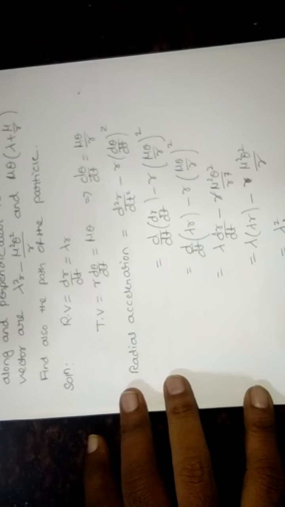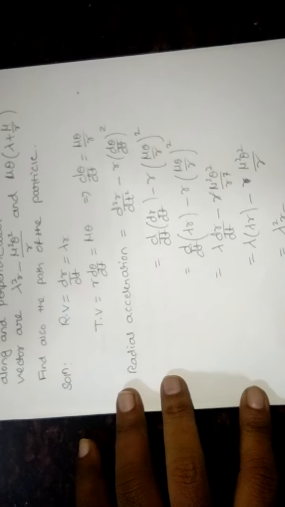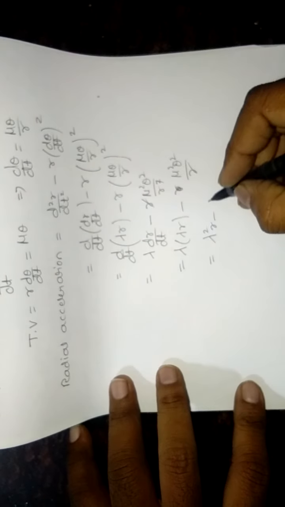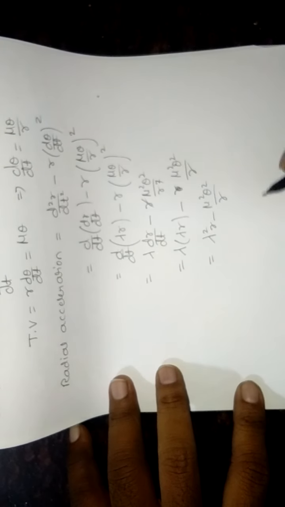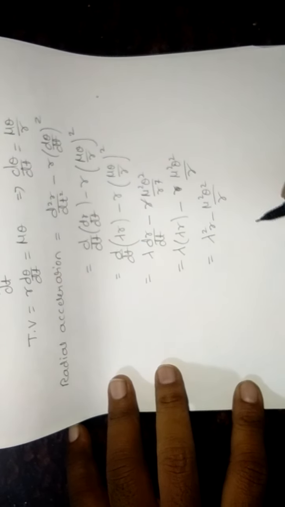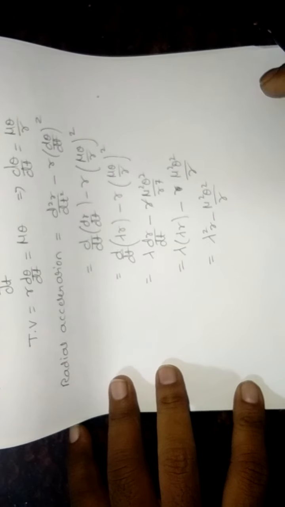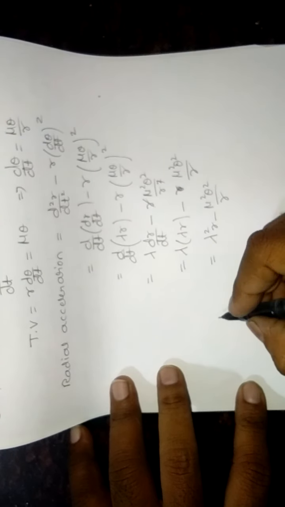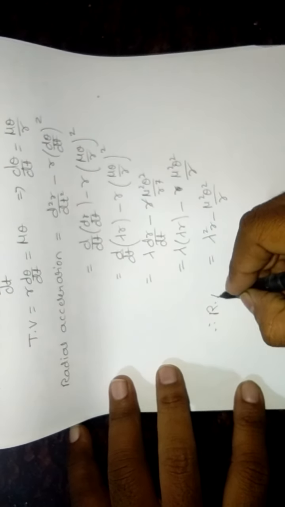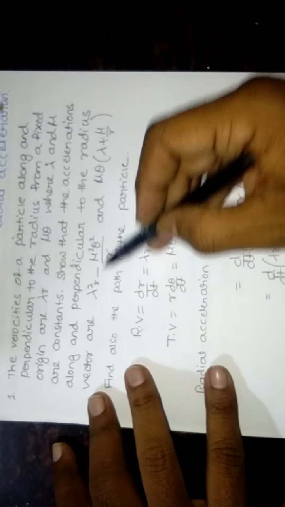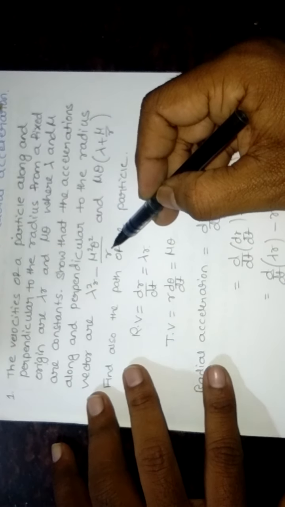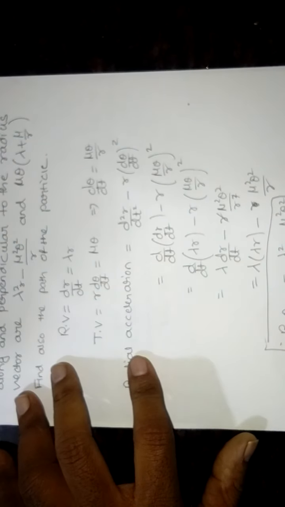which is equal to lambda square r minus mu square theta square by r, which is the first equation. So therefore radial acceleration is equal to lambda square r minus mu square theta square by r. So the first one is over now. Next, to prove the second one.